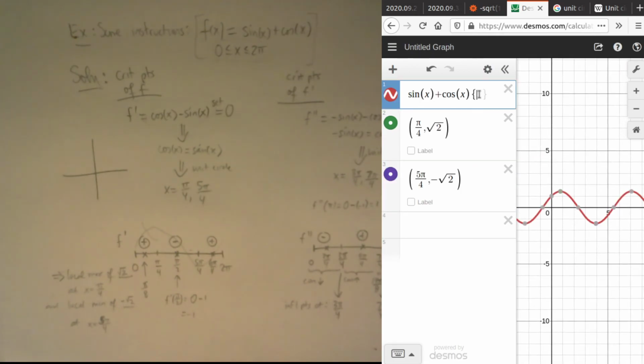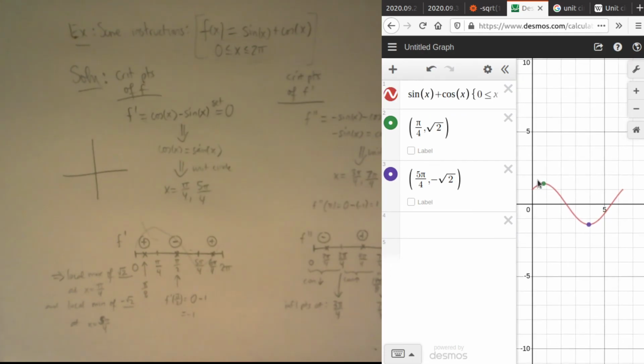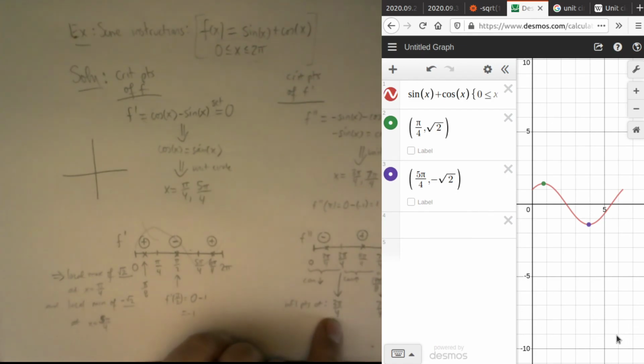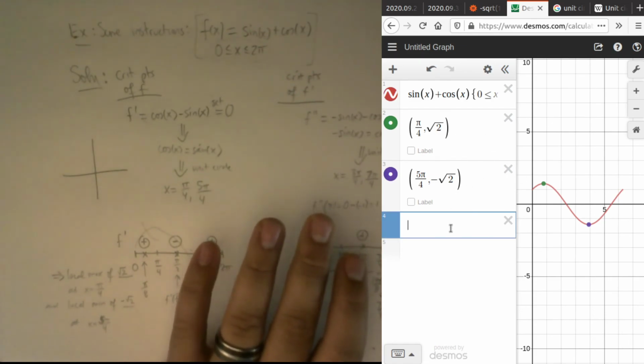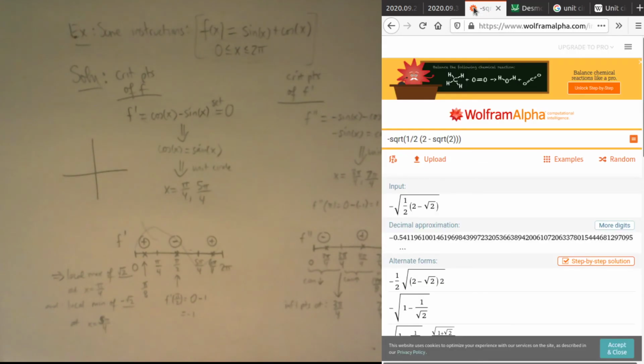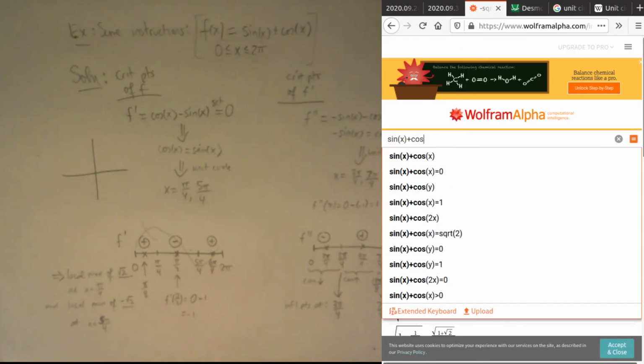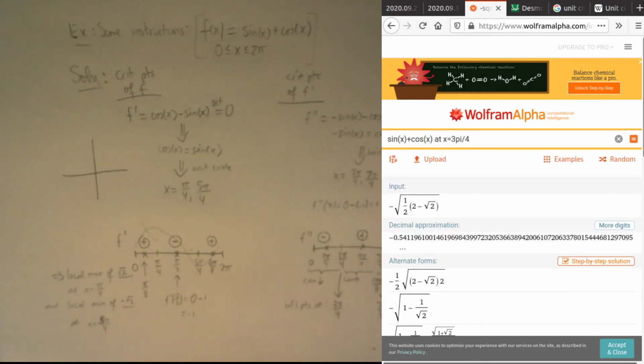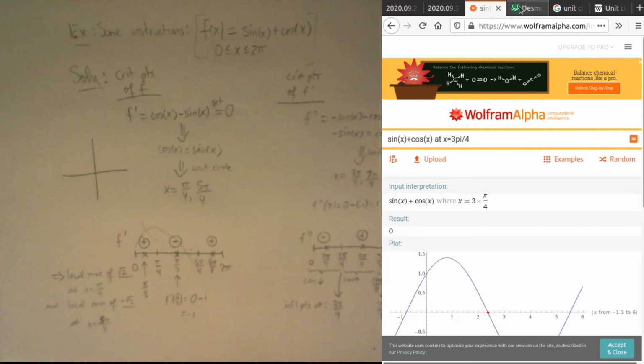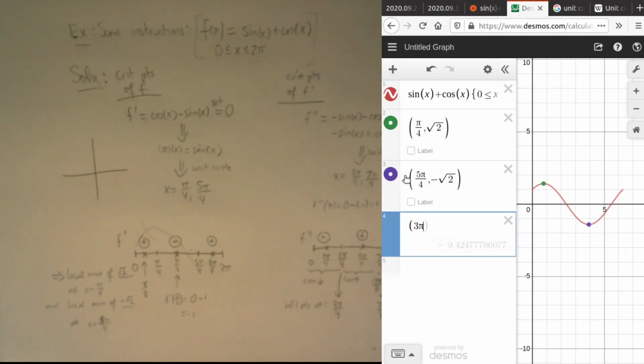If we restrict our domain to 0 to 2 pi, so those are the two critical points that we found. The concavity, you see, we had an inflection point at 3 pi over 4. On this function, sine x plus cosine x at x equals 3 pi over 4, let's see where that inflection point is. It's at 0, so 3 pi over 4 comma 0. Right there's an inflection point.